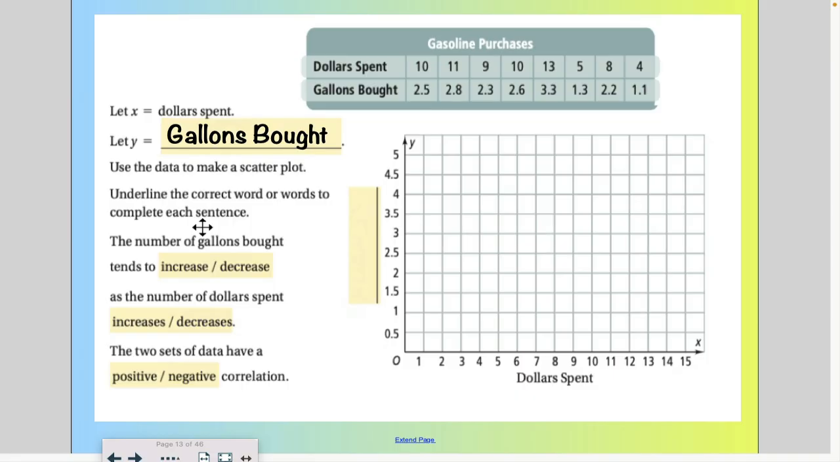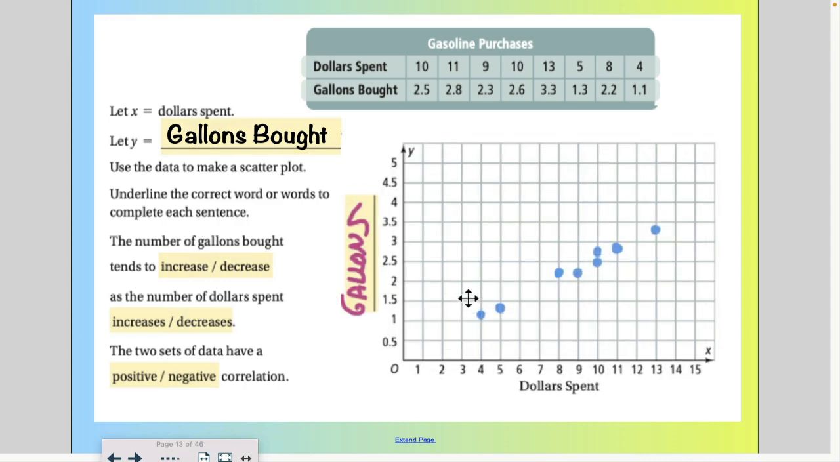Ultimately, it should look like this. Don't forget to put gallons here on the y-axis. How'd the plotting go, okay? Yeah. Make your third grade self proud or whatever it was.